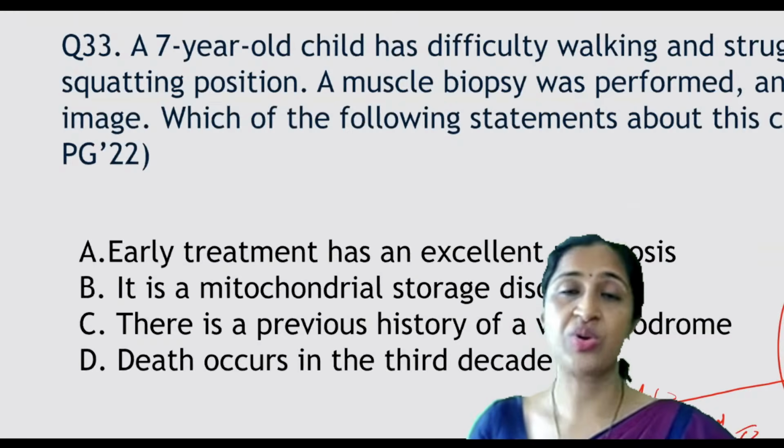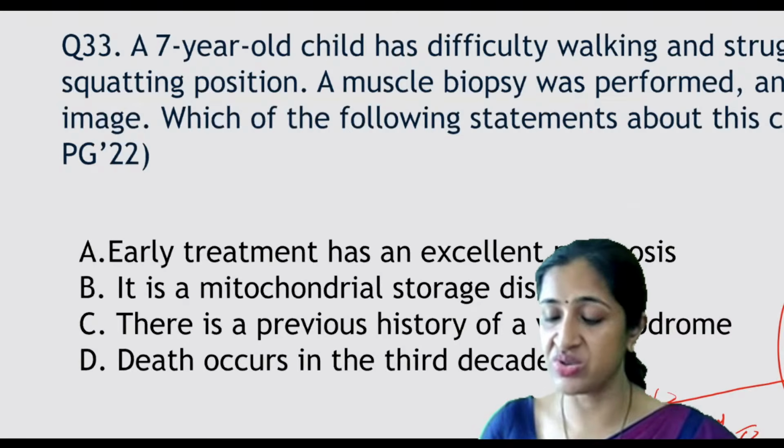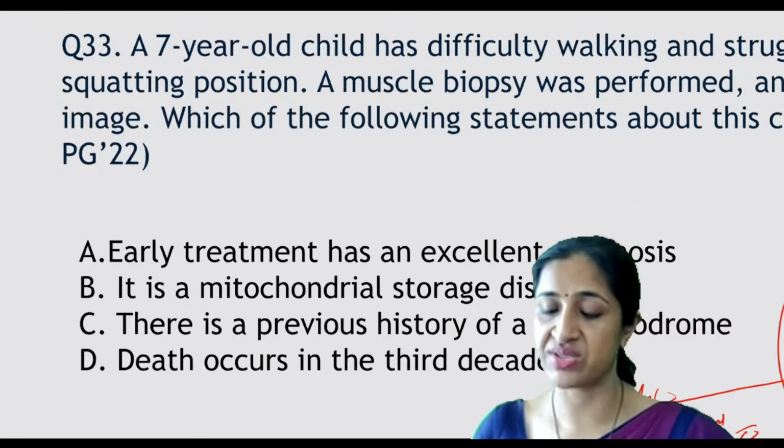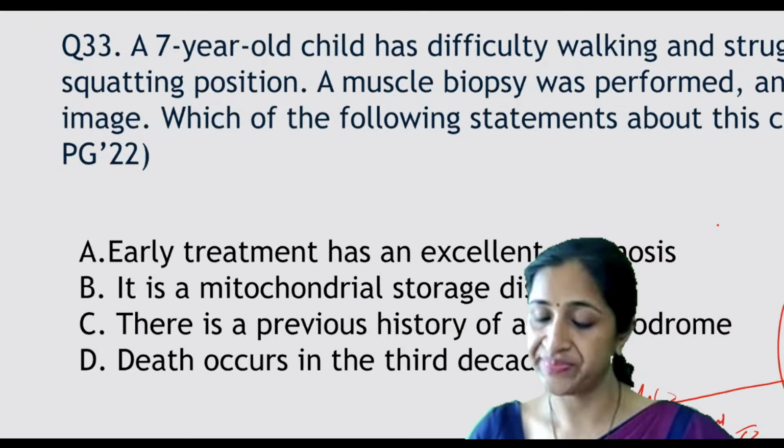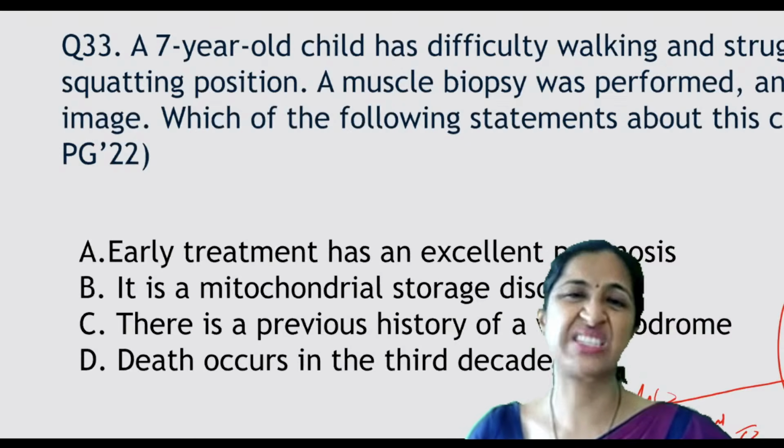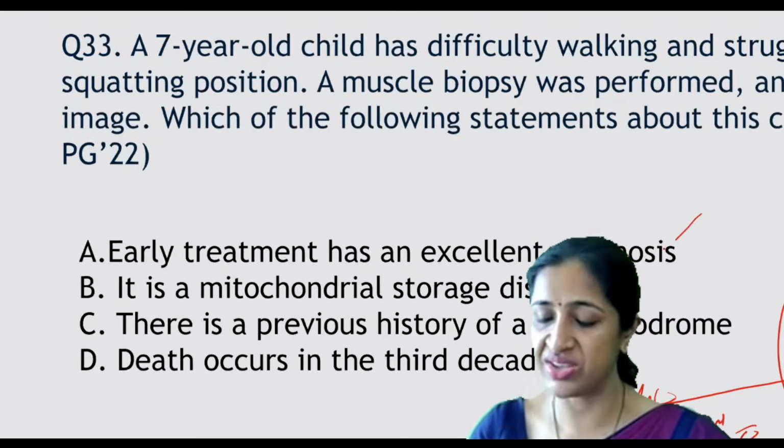Okay, so what is correct? Where do you see this? You will see it in muscular dystrophies. Early treatment has excellent prognosis. Is this a mitochondrial storage disorder? No. Excellent prognosis is very difficult in muscular dystrophies. It is only supportive till you reach gene therapy.